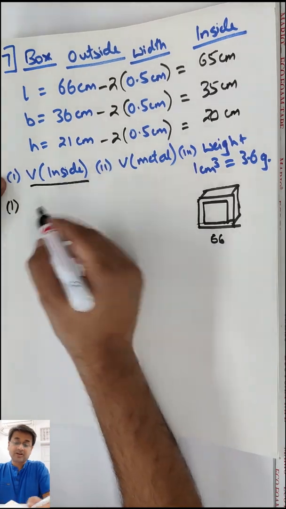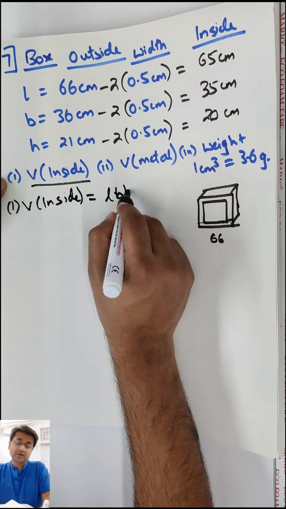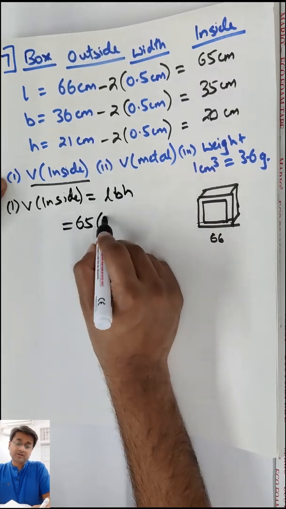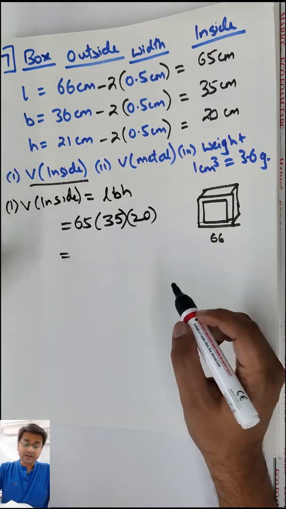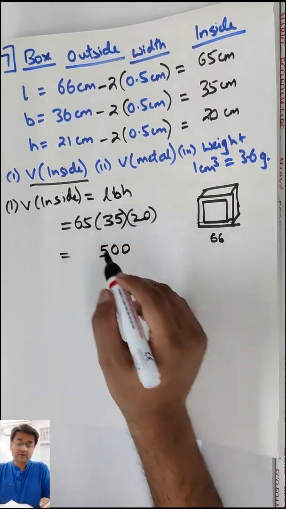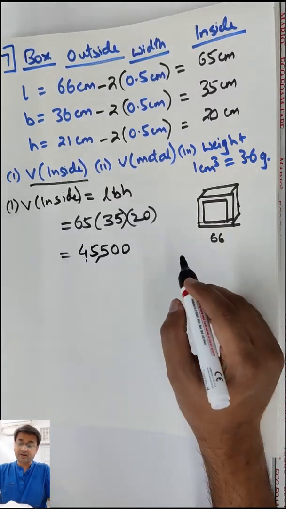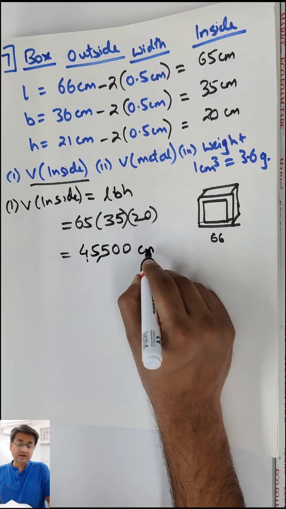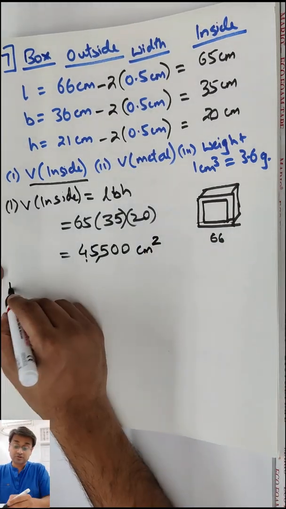Now the first thing they've asked is volume inside. So volume inside basically length into breadth into height. So 65 into 35 into 20. So 7 or 2 zeros, right? So 7 5s are 35, 7 6s are 42, 45. So it should be 45,500 centimeter cube. Please tell me at least now I'm correct. It's correct. Yes, good job.